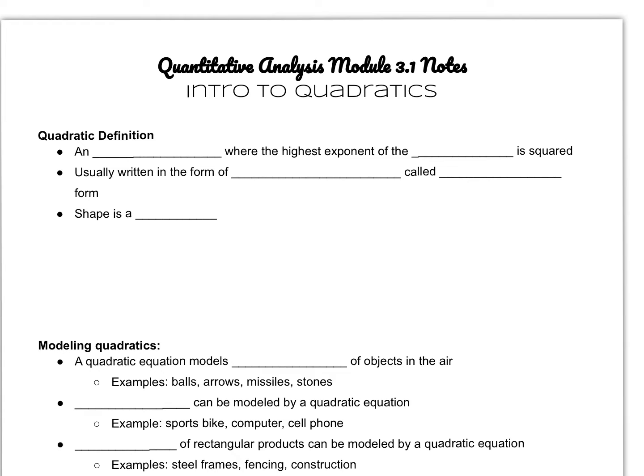So just to review, a quadratic is an equation where the highest exponent of the variable is squared. So it's usually written in the form y equals ax squared plus bx plus c, which is called standard form. So that's the typical form you have seen.